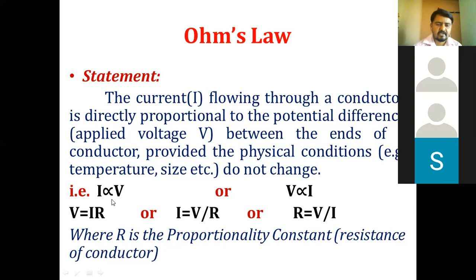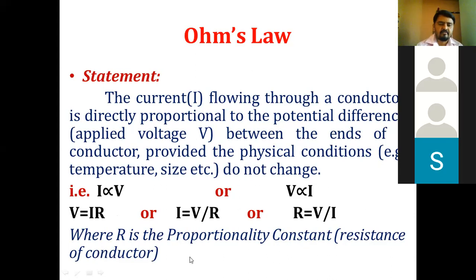Next line, write down that I is directly proportional to V, or V is directly proportional to I. In the box, write down these two formulas. Next line, therefore, put three dots in a triangle form. Therefore V equal to IR, or I equal to V by R, or again, R equal to V by I.